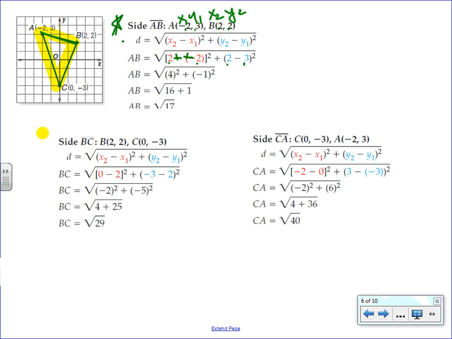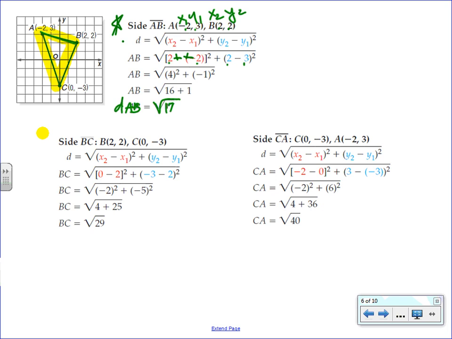All right. Square root of 2 plus 2 is 4, so 4 squared, plus 2 minus 3 is negative 1, squared. 4 times 4 is 16, so we have the square root of 16 plus negative 1 times negative 1, which is 1 squared, is 1. So the distance of AB is the square root of 17.